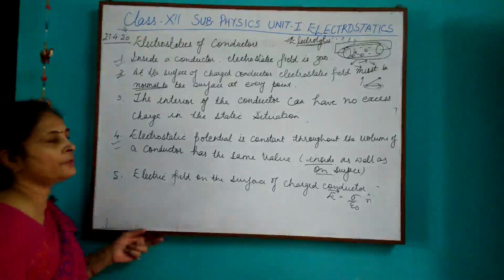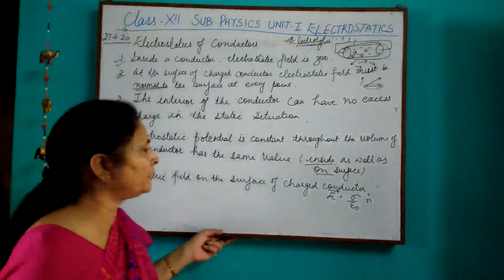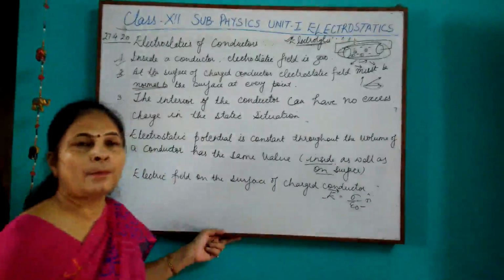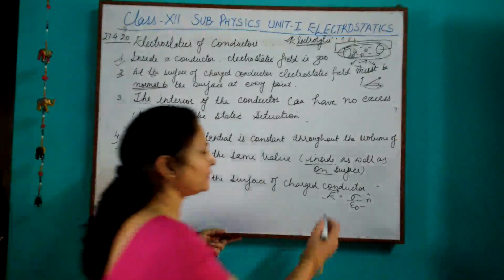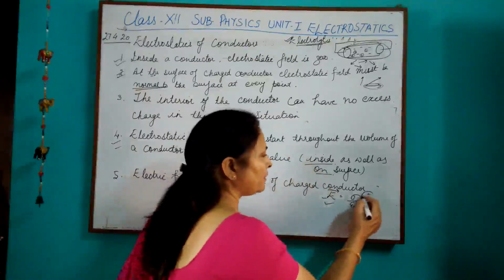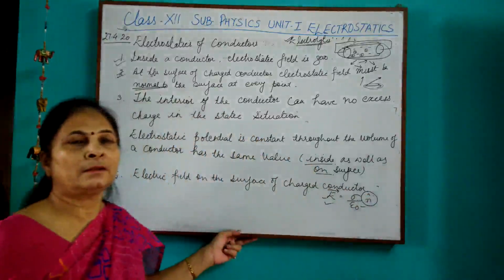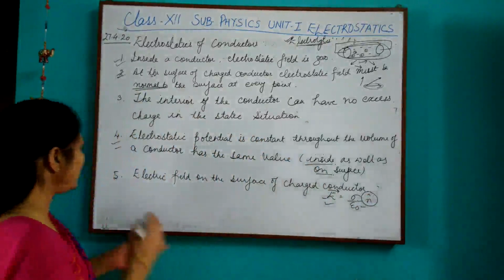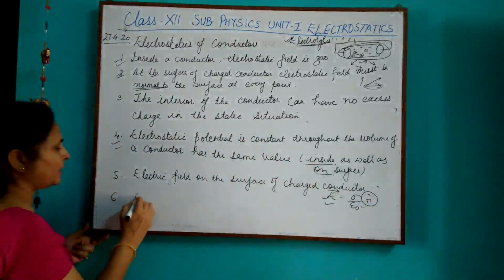Electric field on the surface of a charged conductor will be E equals sigma upon epsilon naught, and certainly, as we already did, the electrostatic field will be perpendicular to the surface. Then is electrostatic shielding.